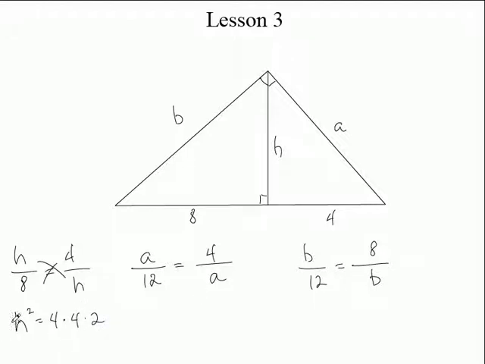Now why did I do that? I did that because I know I'm going to take the square root of both sides. Right? If I take the square root of this, what's 4 times 4? What's the square root of 16? It's just 4. Now 2, what do I do with that? I just leave it inside of there, and so h is 4 square root of 2.